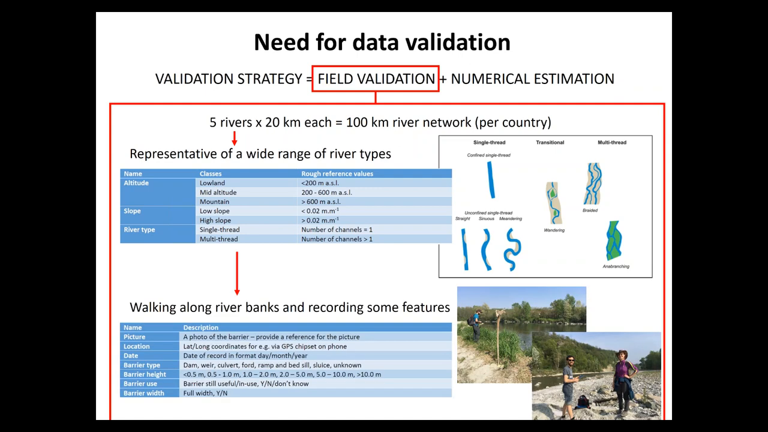Once these rivers and sections have been selected, the fieldwork will consist of walking along river banks and recording some features that are consistent with the barrier identity card, so the key variables that we consider important for barrier reporting and monitoring, and that are also consistent with the variables that can be collected by the smartphone application. So mainly barrier location, barrier type and height in height classes, the barrier use, so whether a barrier is still in use or not, and the barrier width, so whether the barrier extends across the entire riverway.